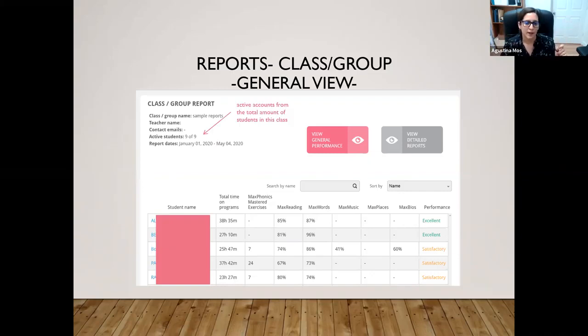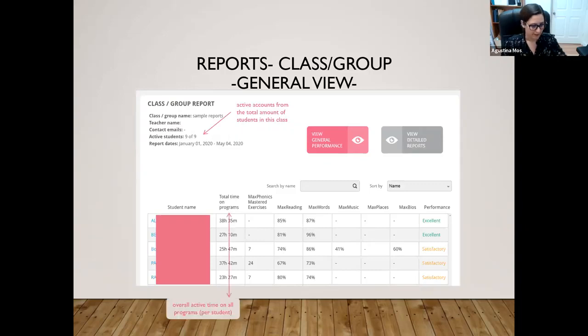And then active means that the students have not only been in the program, but also gotten past the placement test. If I say this another way, students who are still on the placement test will not be considered active students. A student becomes active when they finish the placement test and actually access Max Phonics or Max Reading, an actual lesson. That's what makes a student active.